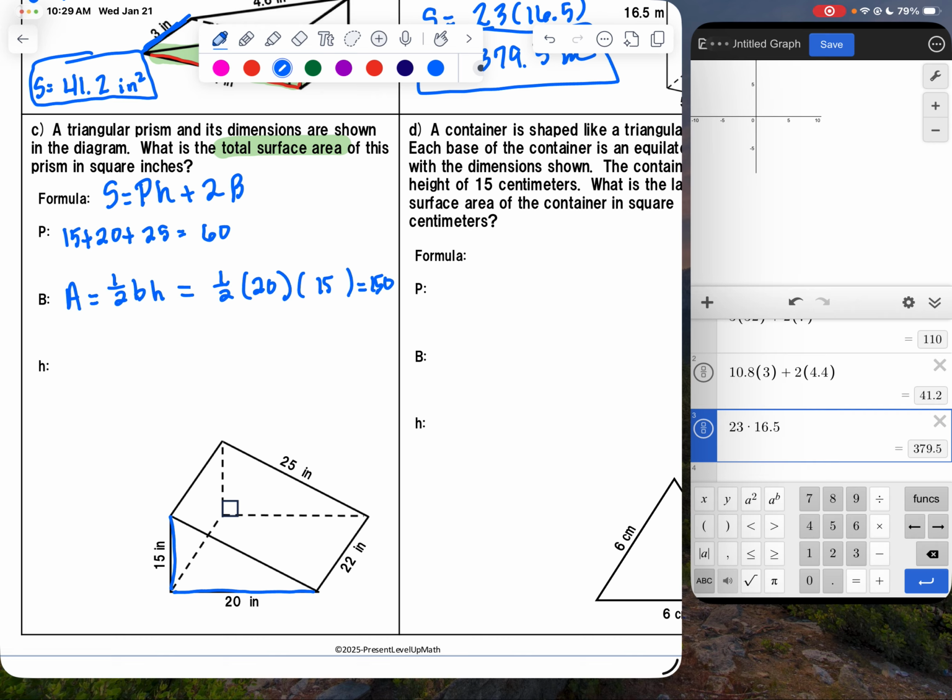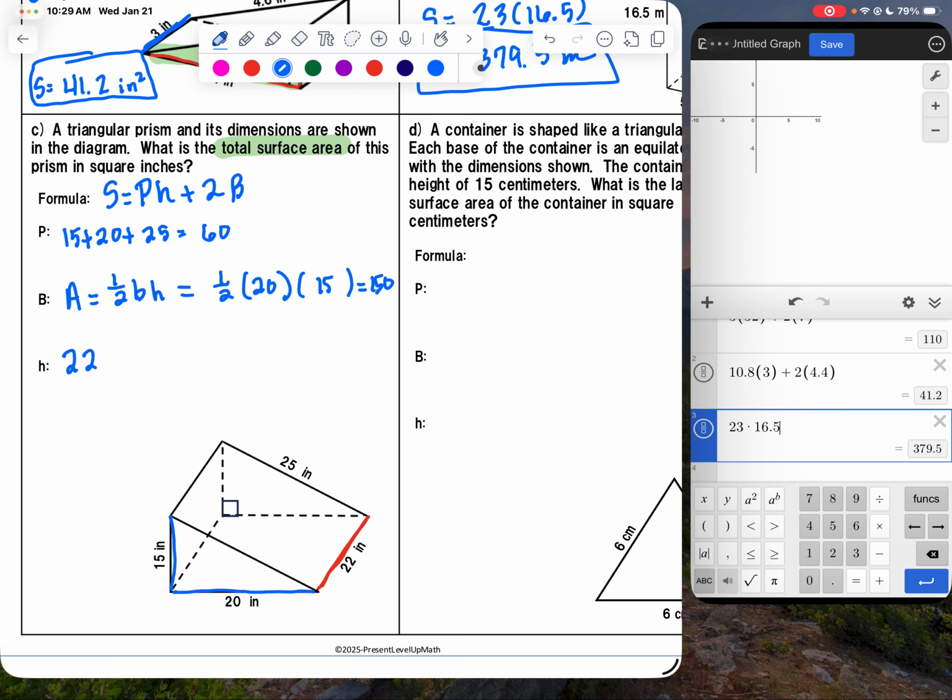And then the height of the prism. Now this is where you have to be careful. The height of the prism is not the same thing as the height of the triangle. The height of the prism is the distance between the two bases. So hopefully for height, you put 22 inches.